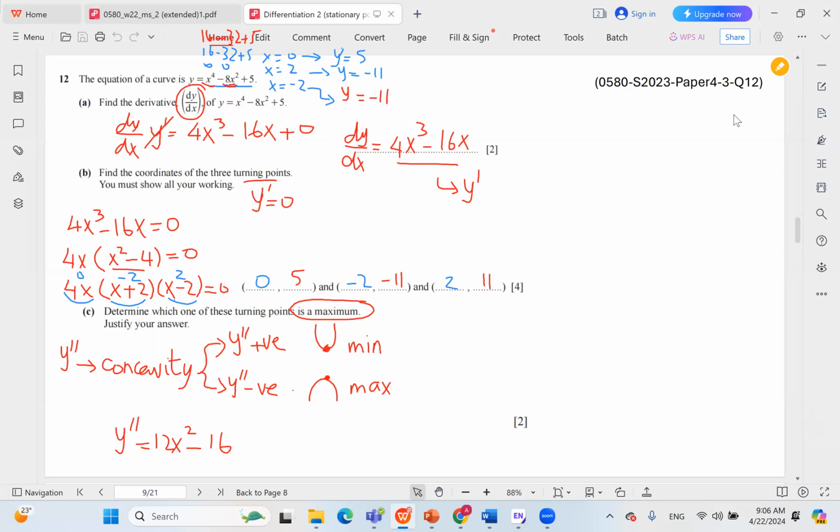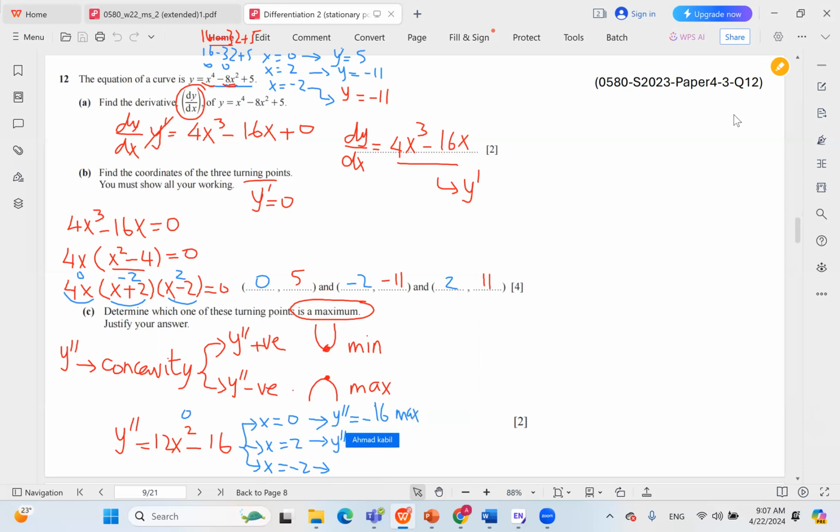Now, if I put 2 or negative 2 here, I get a negative. So if we put 0, we get a negative as well. Excuse me, I said something wrong. So let's just try to plug 0 and 2 and negative 2 and see what happens. So we have x equals 0, x equals 2, x equals negative 2. Let's just plug and see what happens with y double dash. So for y double dash here, if you put 0, you get 0 minus 16, and that gives us a negative value, negative 16. So this is a maximum.